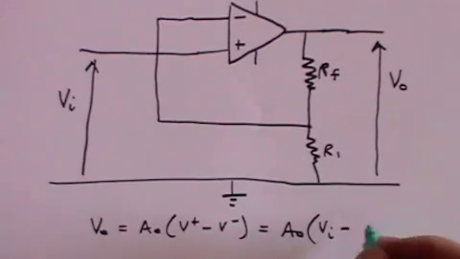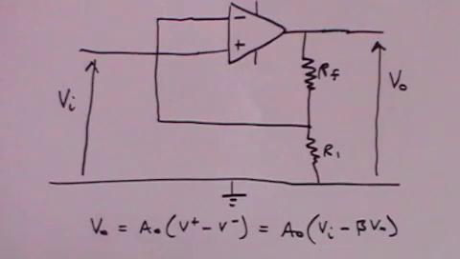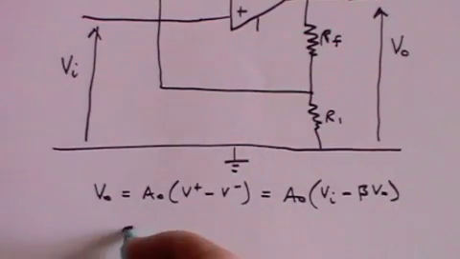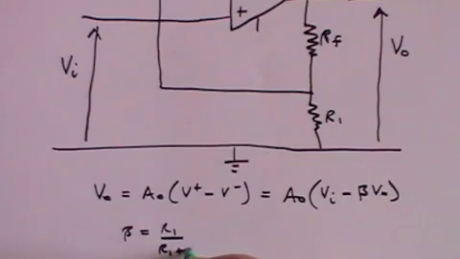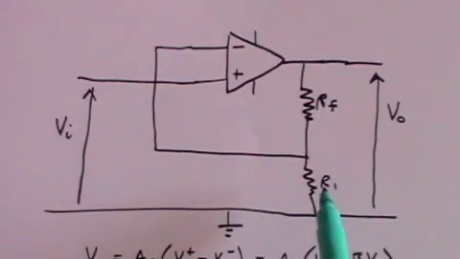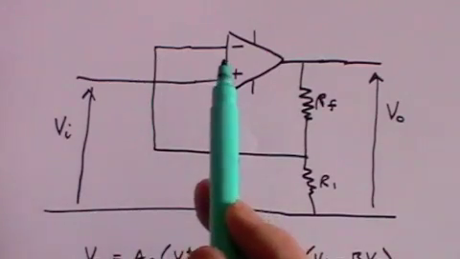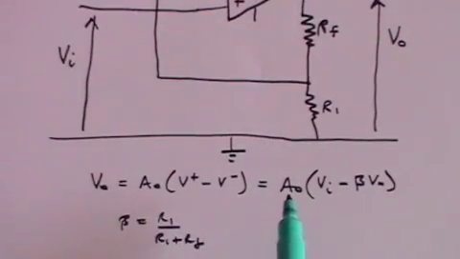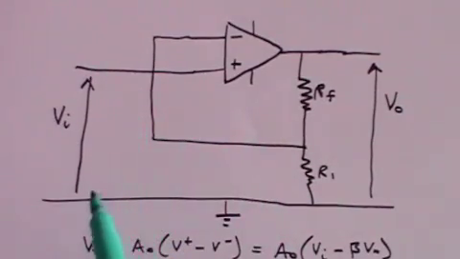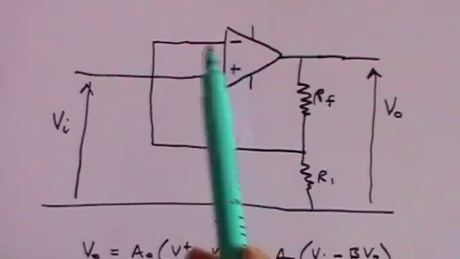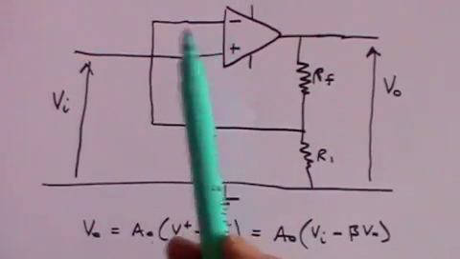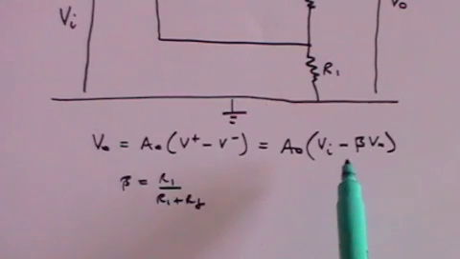So in fact we're going to call that beta V naught, where beta is R1 divided by R1 plus RF. It's just a potential divider. R1 divided by the total resistance is that proportion of V naught, which is fed back as V minus. And so we've got that V out is equal to the amplifier gain into V plus, which is simply the input voltage, minus V minus, which is that proportion going across R1 that's being fed back to V minus. So that's our formula.